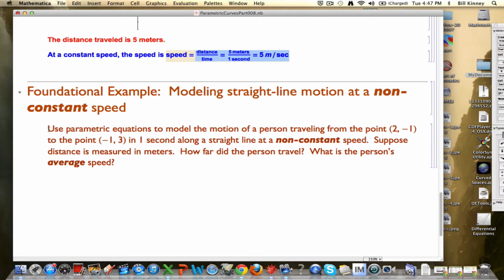But how about this first thing? How can we model straight line motion at a non-constant speed? Well, first of all, without actually knowing what the motion is, you can't get an exact answer. In fact, there would be a unique exact answer for any particular given motion, but since I don't know what that motion is, there's really going to be infinitely many different ways that I could try to model this kind of non-constant speed motion.